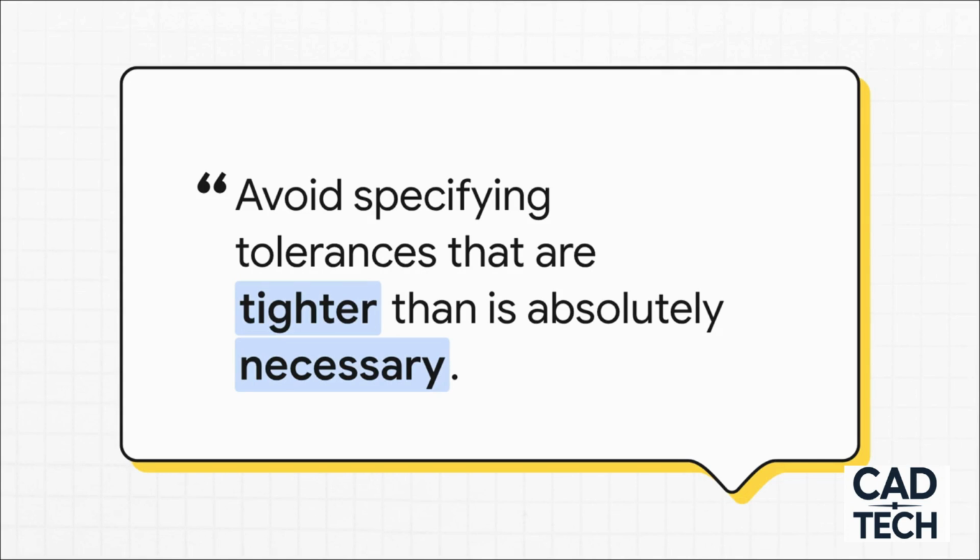But listen closely to this quote because it's massive. The golden rule when it comes to tolerancing is to avoid specifying tolerances that are tighter than is absolutely necessary. Demanding extreme, unnecessary precision drastically limits the manufacturing methods you can use and absolutely skyrockets the cost. It is a fantastic way to make your entire manufacturing department hate you, for sure.